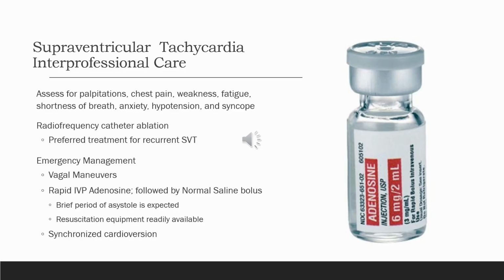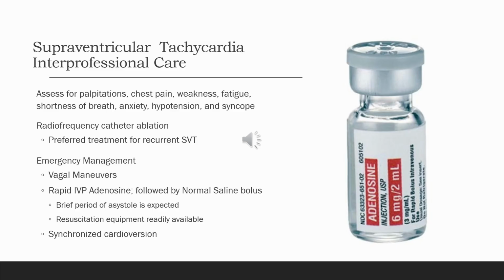I personally have never seen vagal maneuvers work to treat SVT, but I've been in the ER and usually by the time they get to us, it's been going on for at least some amount of time. So if vagal maneuvers aren't effective, then that's when we escalate to medications.